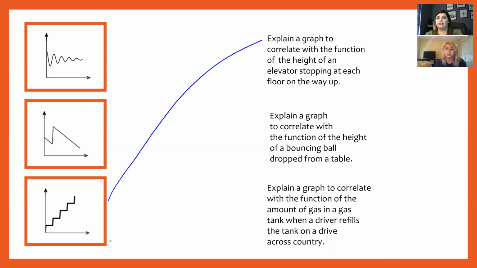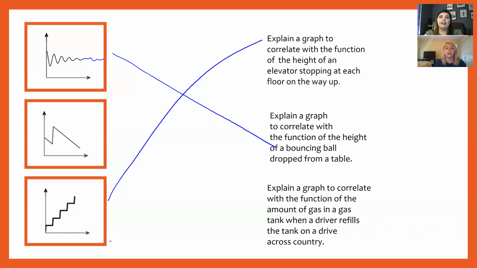Okay, so the next one is to explain a graph to correlate with the function of the height of a ball bouncing when it's dropped from a table. For that one, I would say it matches the first one, because we know it starts off high, and then when the ball is dropped onto the table, it bounces and continues to bounce. If that graph were to continue, it would bounce a little bit longer, and then eventually go into a line and stop.